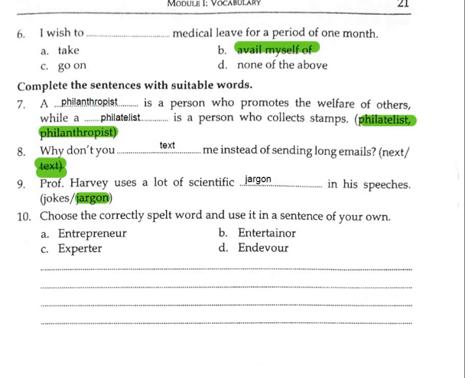Choose the correctly spelled word and use it in a sentence of your own. So you have the word entrepreneur. Then you have the word entertainer. Then you have experter, and you have the word endeavor, right? Now, it is clear as daylight that the word that is rightly spelled here is entrepreneur.